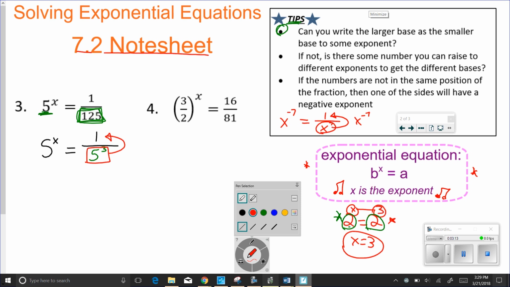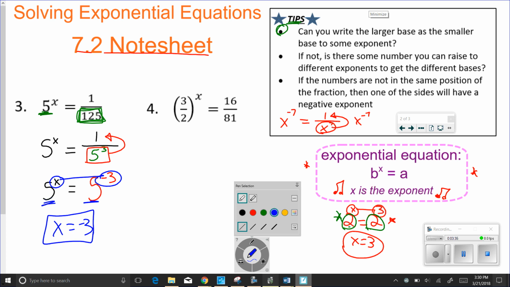So over here, we're going to take that 5 to the power of 3, move it to the top, and now it becomes 5 to the power of negative 3. So we have 5 to the power of x equals 5 to the power of negative 3. 5 equals 5, which means that x has to equal negative 3. So there we have it solved for.